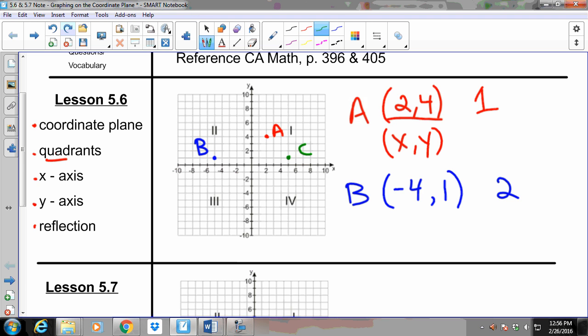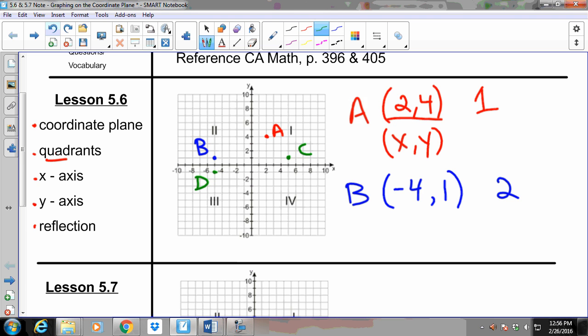I can also graph the reflection of point B across the x-axis. Before we jumped that way, now we're going to jump across the x-axis. So how many points away from the x-axis is B? It's 1. So we'll go down 1, and we'll call that point D. All right? Hopefully that makes some sense.